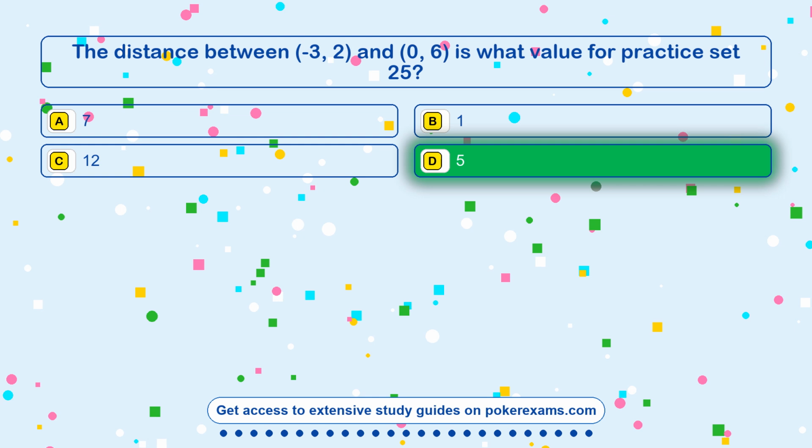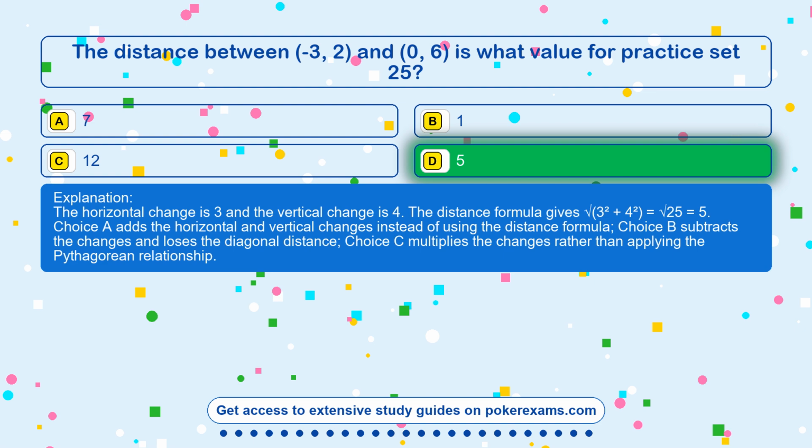The correct answer is option D, 5. The horizontal change is 3 and the vertical change is 4. The distance formula gives the square root of 3 squared plus 4 squared, which is the square root of 25, equals 5. Choice A adds the horizontal and vertical changes instead of using the distance formula. Choice B subtracts the changes and loses the diagonal distance. Choice C multiplies the changes rather than applying the Pythagorean relationship.